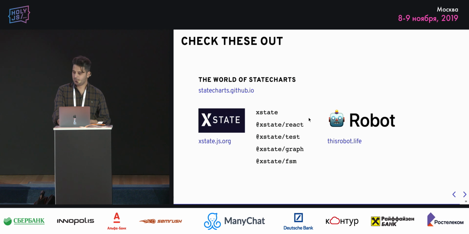If you want to check out more resources, there is a great resource called The World of State Charts at statecharts.github.io. You can check the official docs of XState and also the alternative, Robot.